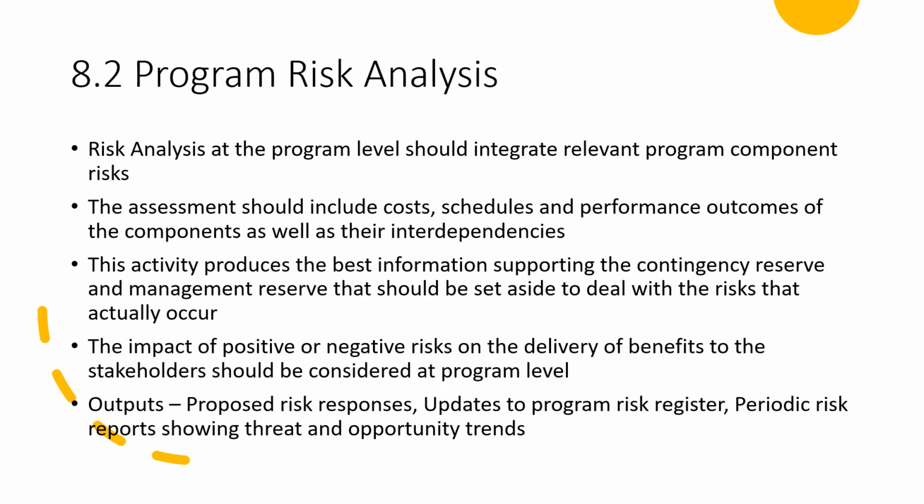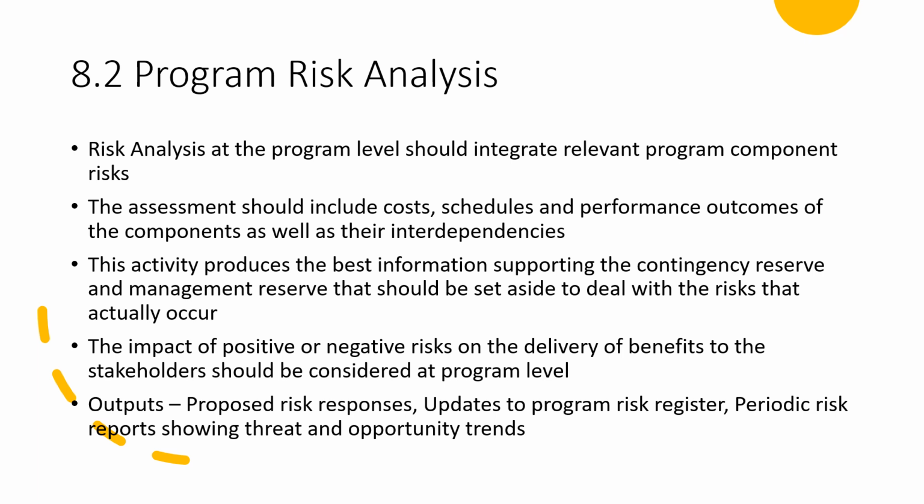The second step after risk identification is program risk analysis. Risk analysis at program level should integrate relevant program component risks as well. The assessment should include cost, schedules, and performance outcomes of the components as well as their interdependencies. This activity produces the best information supporting the contingency reserve and management reserve that should be set aside to deal with the risks that actually occur.